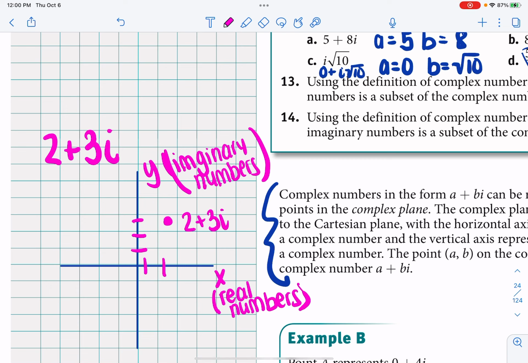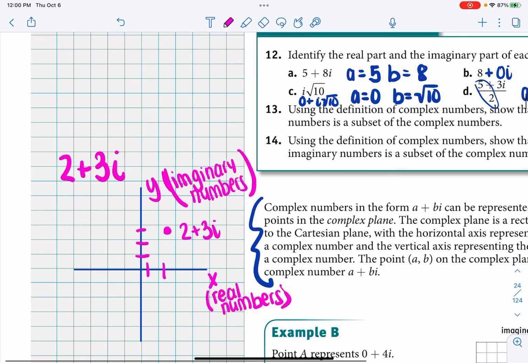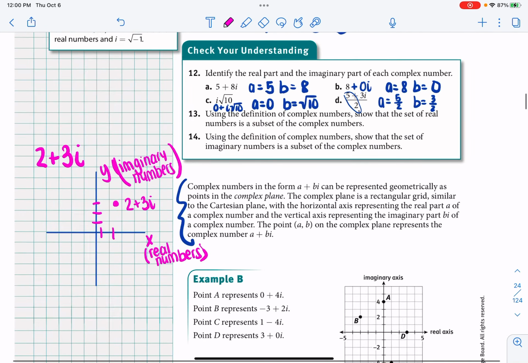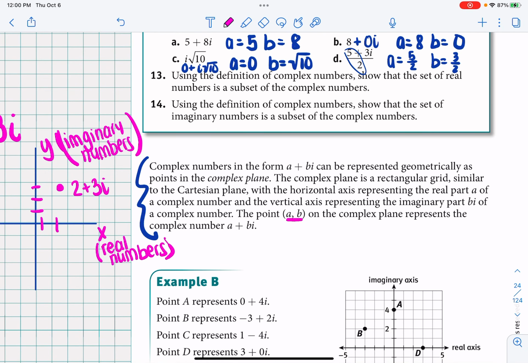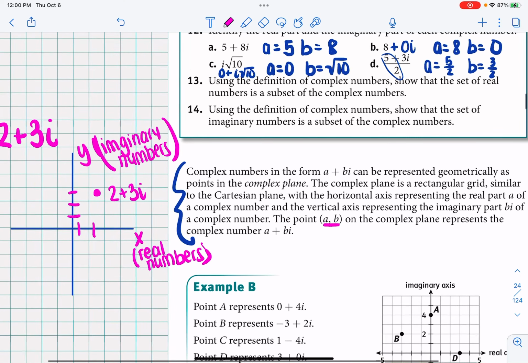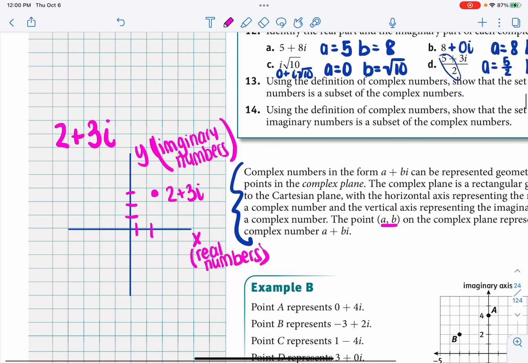You do not have to concern yourself with the i, you just have to worry about the numbers that are sitting next to the i, okay? So in this sentence, it says the point a, b represents a plus bi. So in this case, a would be 2 and b would be 3, 2, 3, okay?